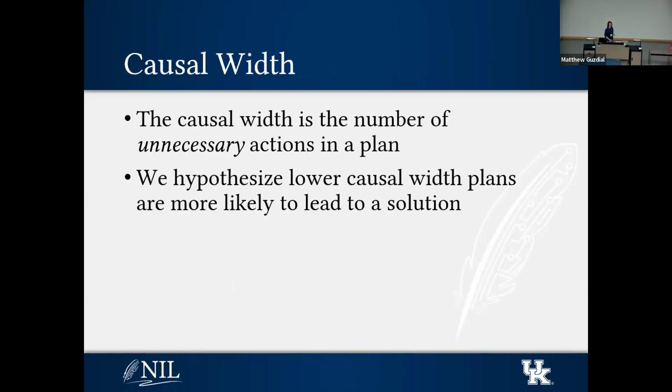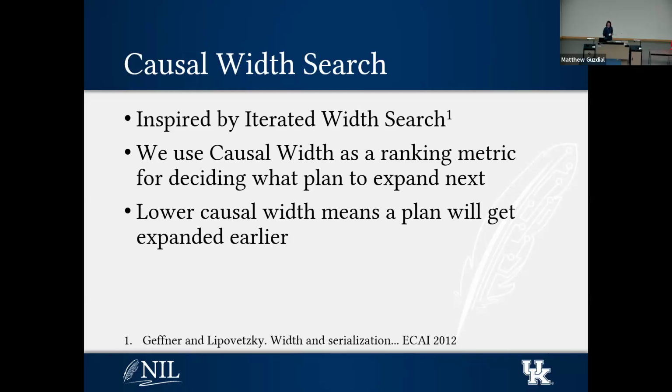Now we have another definition, which is causal width, which is simply the number of unnecessary actions in a plan, ones that don't follow either of those criteria that we discussed. We think that plans with lower causal width are more likely to lead to a solution because they build upon themselves more.